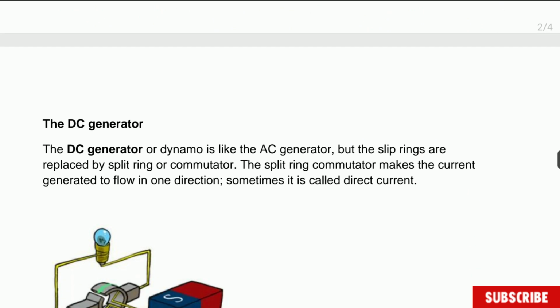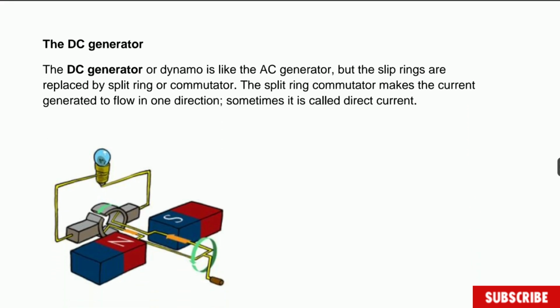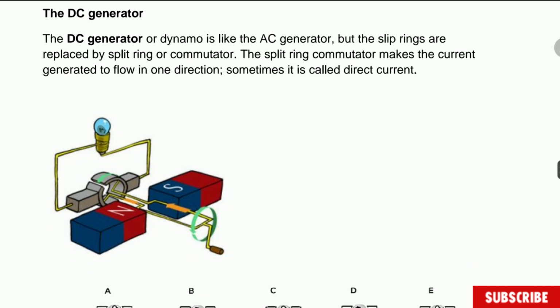Okay, so now the generator, we also have something that we call the DC generator. Now, the DC generator is very much like the AC generator. DC means direct current, okay? Now, the DC generator is very much the same as the other one. The only difference is that the slip ring is going to be changed for a split ring.